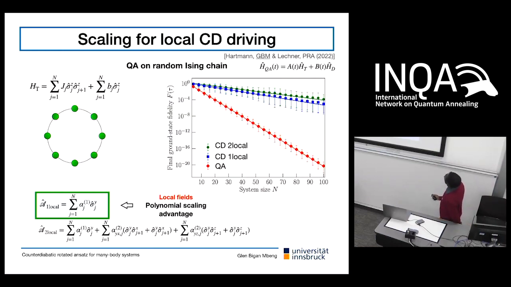So the ground state fidelity, of course, goes down as the system size increases, but the slope, which goes down in this log-linear plot, changes from the quantum annealing case to the counterdiabatic case with one-local ansatz. So what we find is that for this case, we would say that we are getting some polynomial advantage in using this ansatz, which is actually an acceptable ansatz, compared to the standard annealing case.